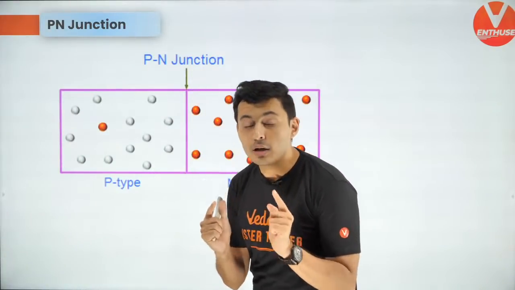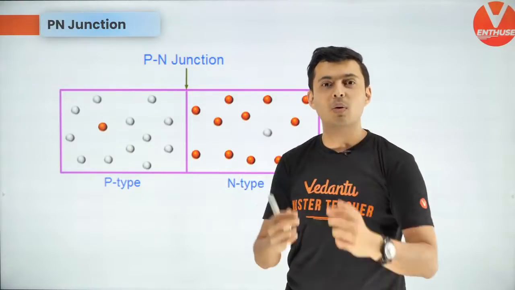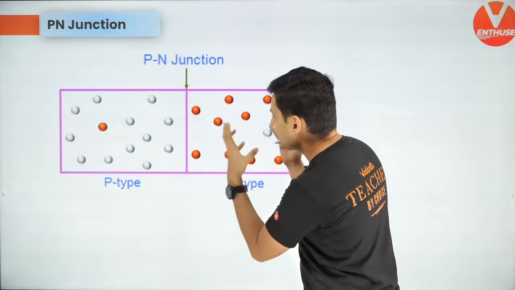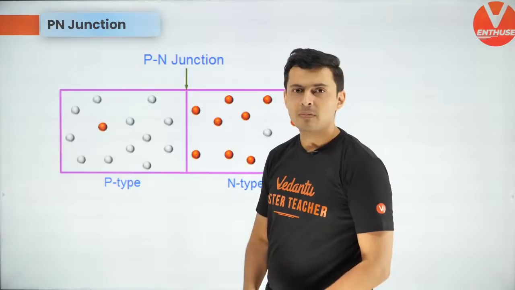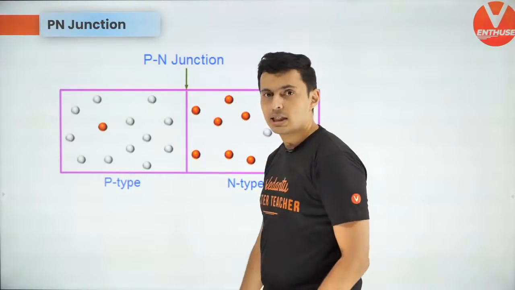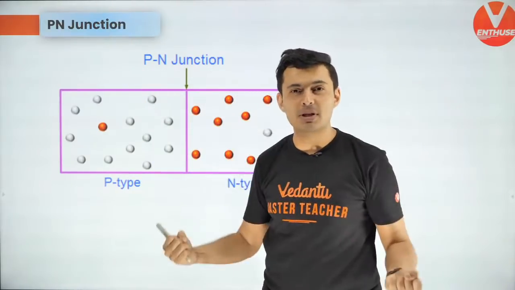Clear? Excellent. Now, think about what they would want to do. Try to get a feeling. This N type has excess electrons. They are desperate, they are going around everywhere. A lot of phosphorus. Here, boron, a lot of holes, very eager. They want to capture electrons.